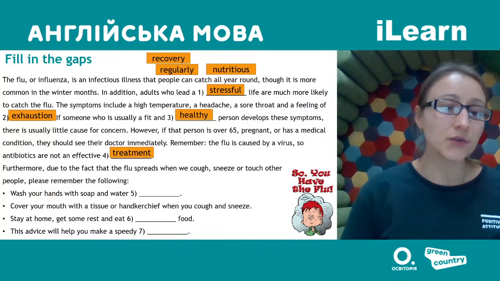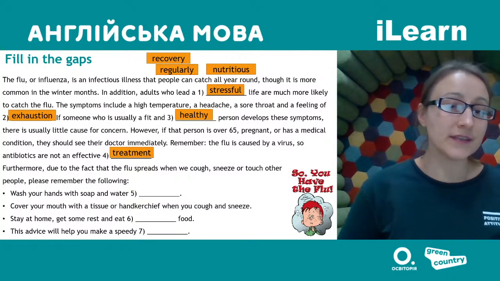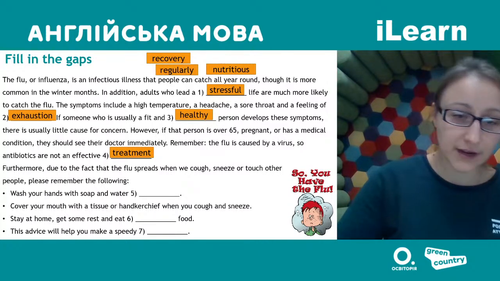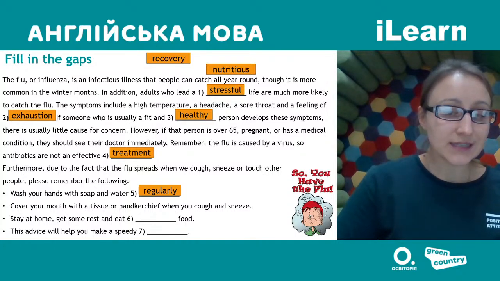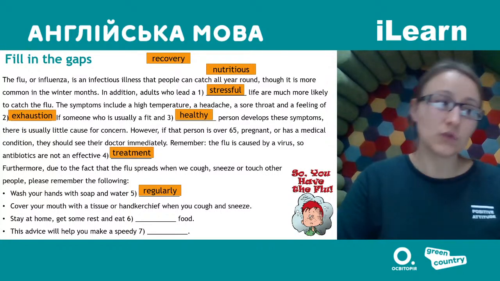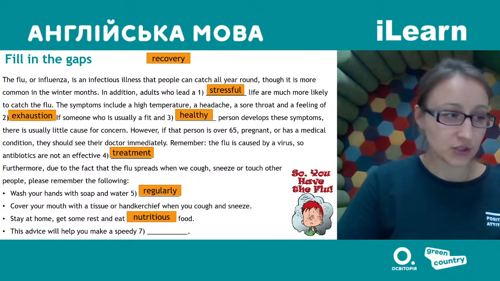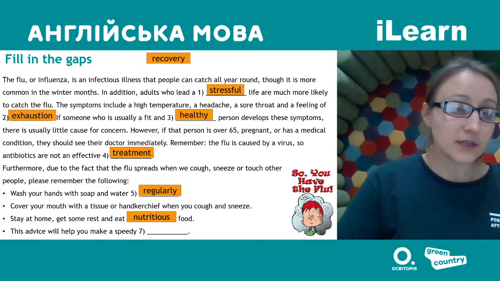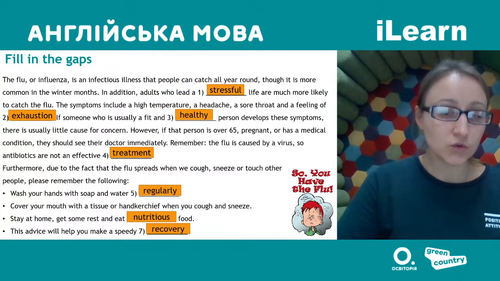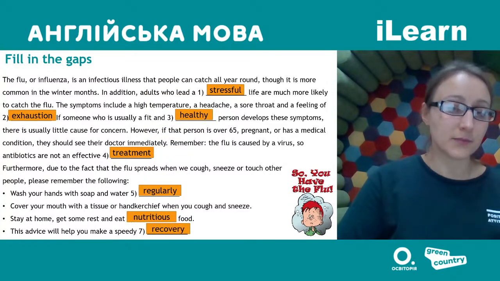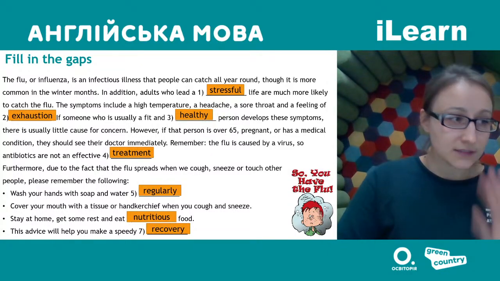Okay, let's go next. Wash your hands with soap and water. Як? Нам потрібен adverb. Regularly. Yes? Okay, stay at home and get some rest and eat food. If we talk about food, it will be nutritious or nutritional. Great. And number 7, this advice will help you to make a speedy recovery. Швидке одужання. A speedy recovery. Запам'ятаємо, not a fast recovery, but a speedy recovery. Great, so let's finish with these words.